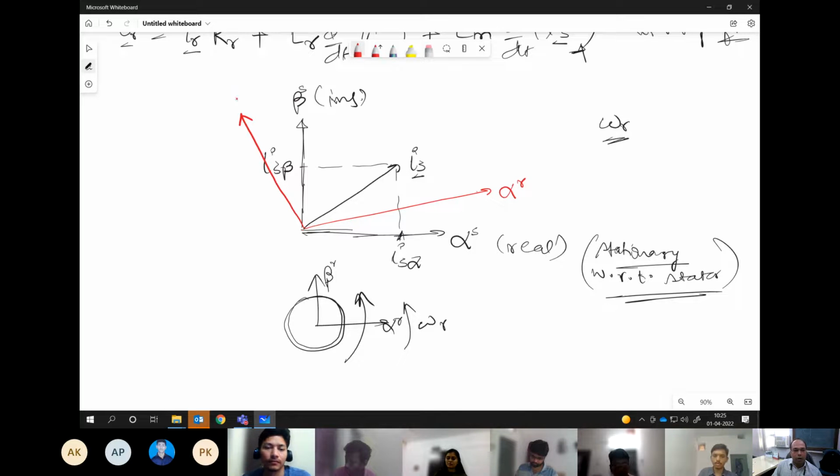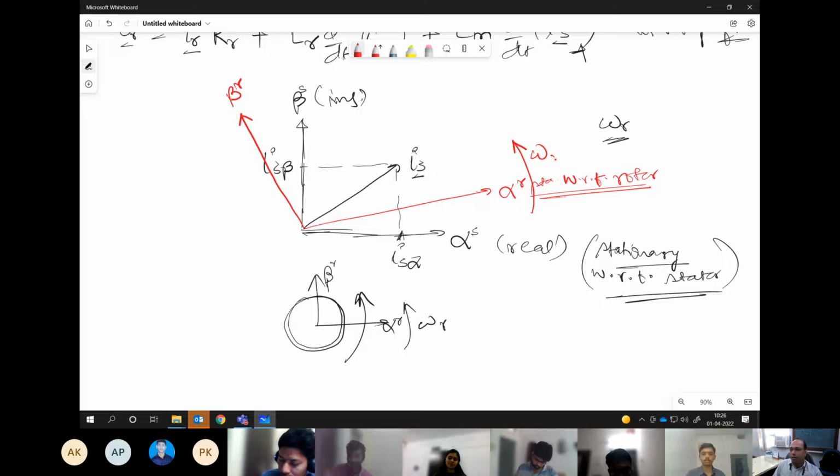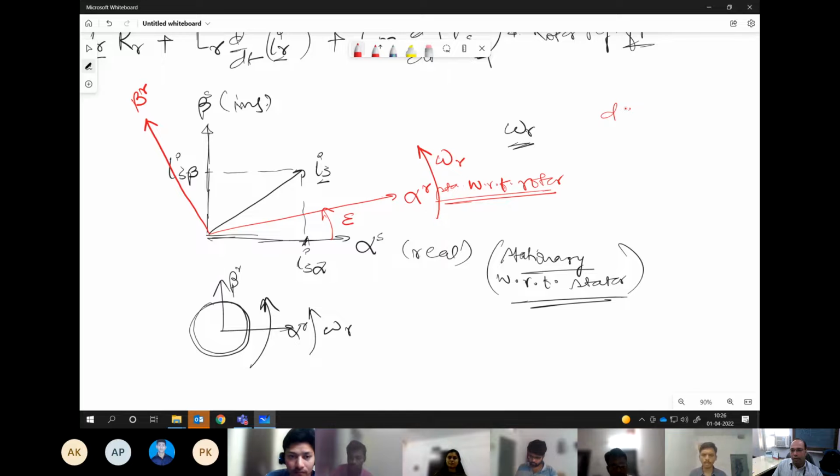So say this is your reference frame alpha r, beta r, which is attached to the rotor, which means this is stationary, but with respect to the rotor only. What is the meaning of stationary with respect to the rotor? Which means with respect to the stator, it will be going at speed omega r. So if this is making some angle, say epsilon, then d epsilon by dt, which means the rate of change of this angle, is nothing but omega r. Correct? Keep this in mind.